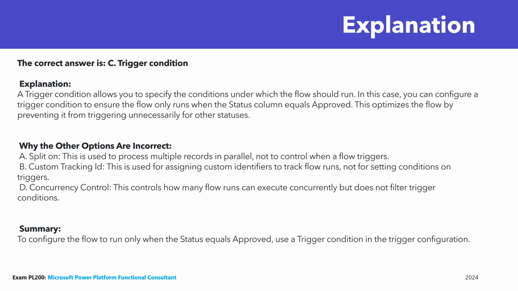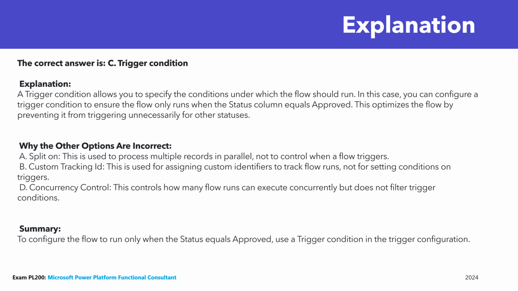The correct answer is C. Trigger condition. Explanation. A trigger condition allows you to specify the conditions under which the flow should run. In this case, you can configure a trigger condition to ensure the flow only runs when the status column equals approved. This optimizes the flow by preventing it from triggering unnecessarily for other statuses.